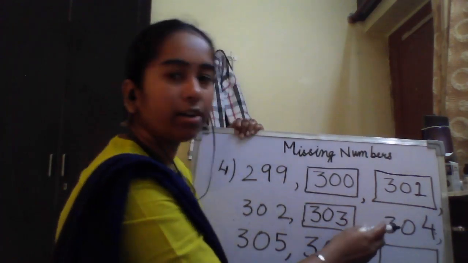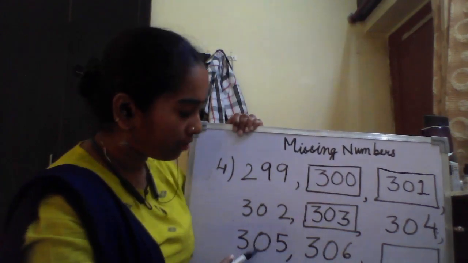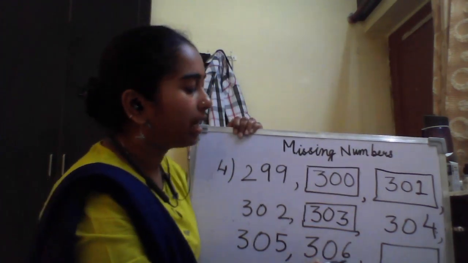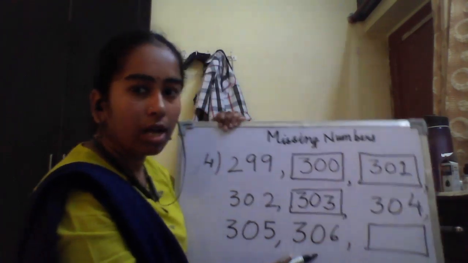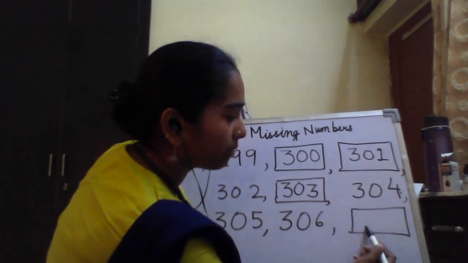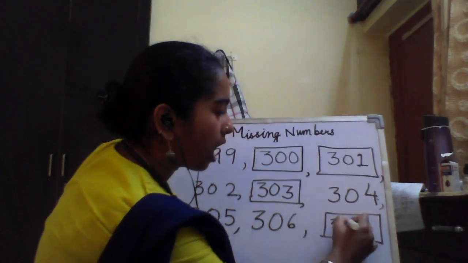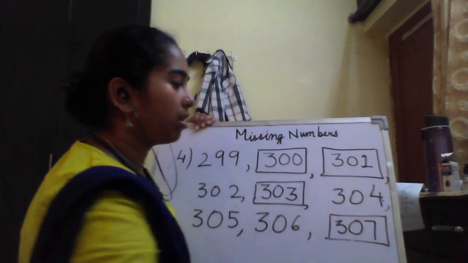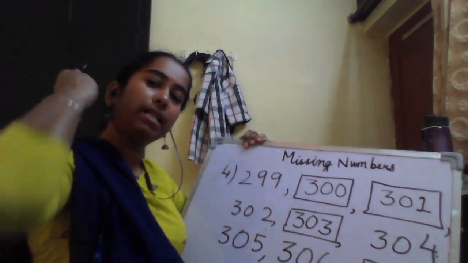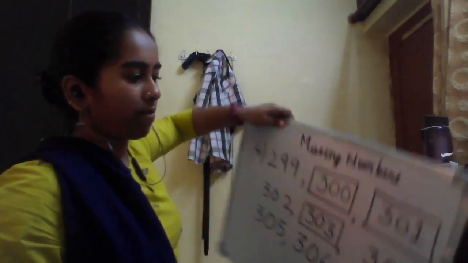Next, 303. 304 is written for us. 305 is written for us. 306 is written for us. So now last, let's complete this train. Last number that comes is 307. What comes after 306? 307.